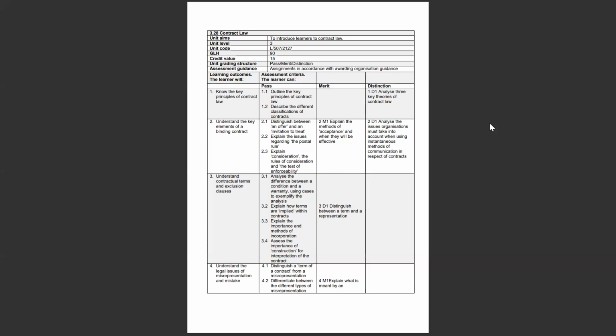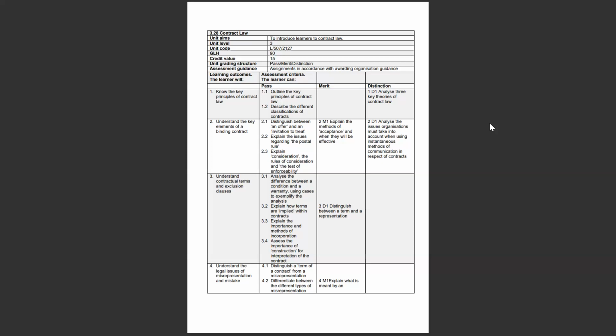Number 2, the learning outcome was to understand the key elements of a binding contract. So that was things like offer, acceptance, the postal rule, invitation to treat, consideration, acceptance with reference to case authorities. So to gain a pass mark for this, 2.1 is to distinguish between an offer and an invitation to treat. 2.2 to explain the issues regarding the postal rule. 2.3 to explain consideration, the rules of consideration, and the test of enforceability. To gain the merit additional extension activities, M1 is to explain the methods of acceptance and when they will be effective.